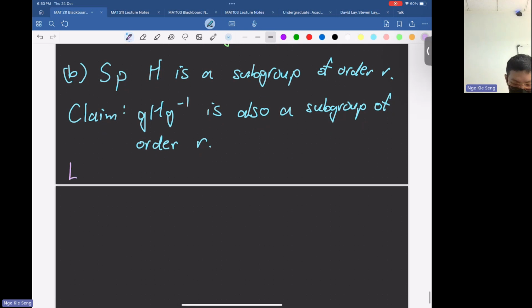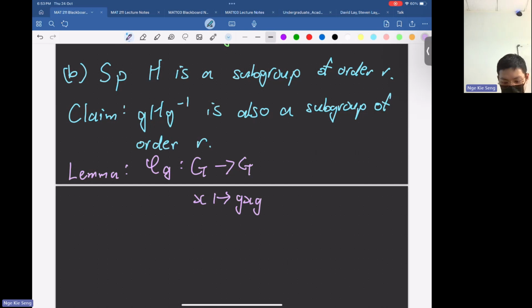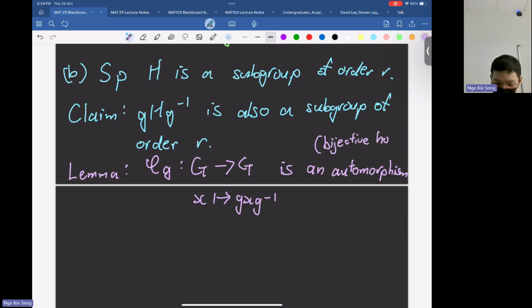So we need to prove a lemma. The lemma is: there's a map called phi g from G to G, where I send X to g X g inverse. I introduce a new term here, automorphism. Let me tell you what an automorphism is. An automorphism means you have a bijection to yourself: a bijective homomorphism onto itself. An isomorphism from the group to itself, we call an automorphism.